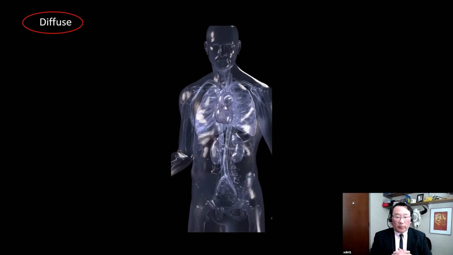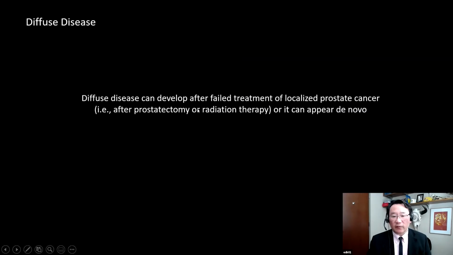So now we're going to talk about diffuse prostate cancer, and diffuse prostate cancer is understandably one of the more disconcerting forms of prostate cancer that we see in my clinic. Diffuse prostate cancer looks a little bit like this, and what it basically refers to is disease that's spread through numerous regions of the body. Diffuse disease can develop after failed treatment of localized prostate cancer, for instance, after prostatectomy or radiation therapy, or it can appear de novo, okay?